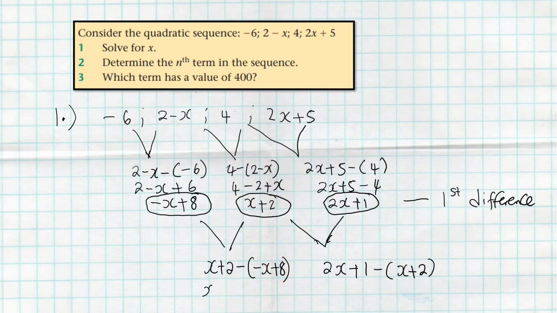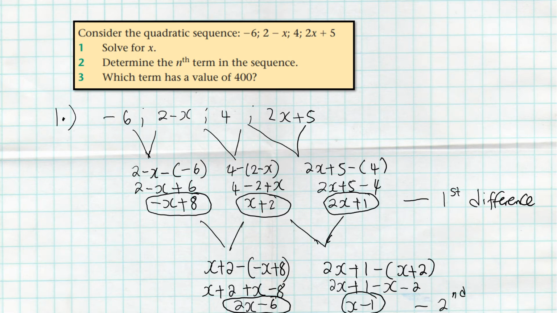Then if I simplify, it's x plus 2 minus and minus plus x minus and positive minus 8. x plus x, 2x, 2 minus 8, minus 6. So this is one of my second differences. This side is going to be 2x plus 1 minus and x minus and 2 minus 2. 2x minus x is x. 1 minus 2 is minus 1. So this is my other second difference. So I got my second differences.